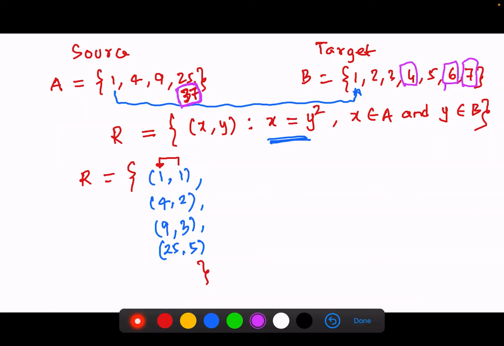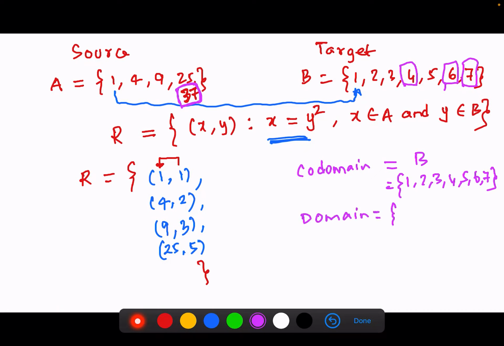So now, the easiest thing is your codomain. Your codomain is your target set, simple. Target is just B, so you have all these 1, 2, 3, 4, 5, 6, 7. Now let's look at domain. Domain is the set of elements in your source set which are connected. So now tell me what are the domain. So these are the domains, right?